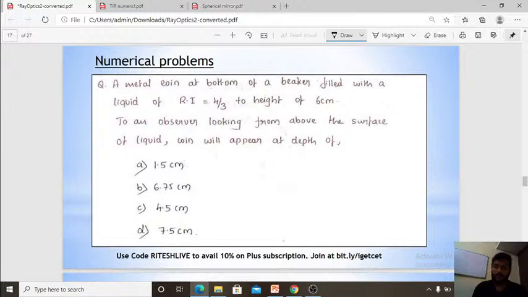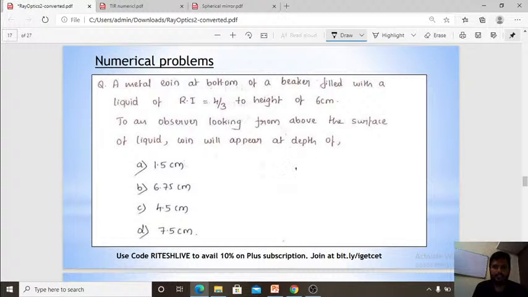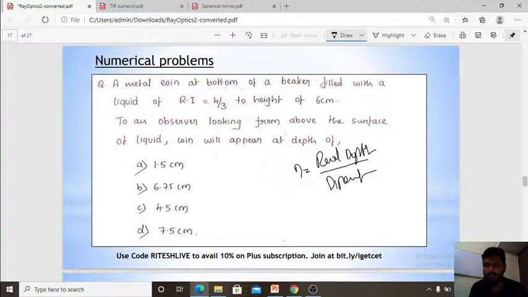Then numerical problem. Before going for the numerical, there is a very important KCET formula, that is eta is equal to real depth over apparent depth. No derivation for this, but for KCET, I have given this. What is real depth? The real depth is the actual depth of whatever the metal or coin. Apparent depth is nothing but how it looks like.